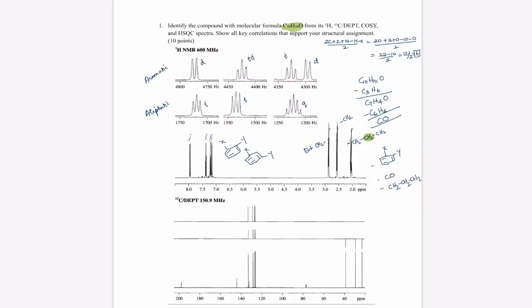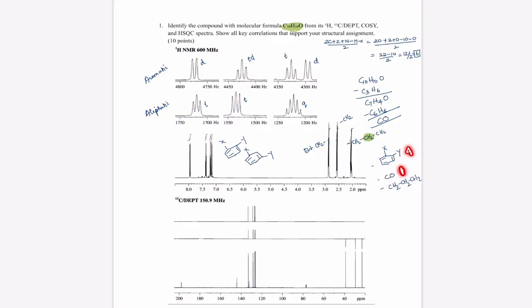Let's take a look at the degrees of unsaturation. We have a total of 6 degrees of unsaturation. Now for the benzene ring, it's going to be 4 degrees of unsaturation, because the ring itself is going to count for 1, and then we have 3 double bonds, so that's 4. And for the carbonyl group, it's going to be 1, so 4 plus 1, that's going to be 5.